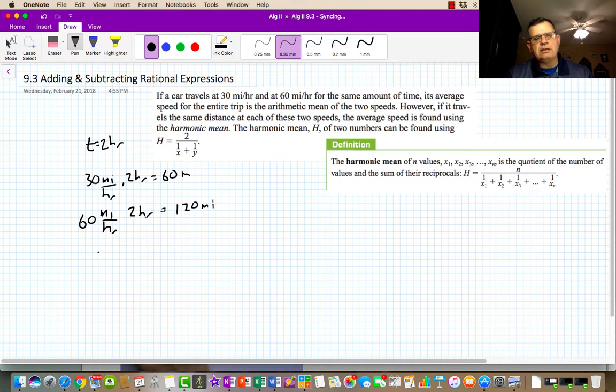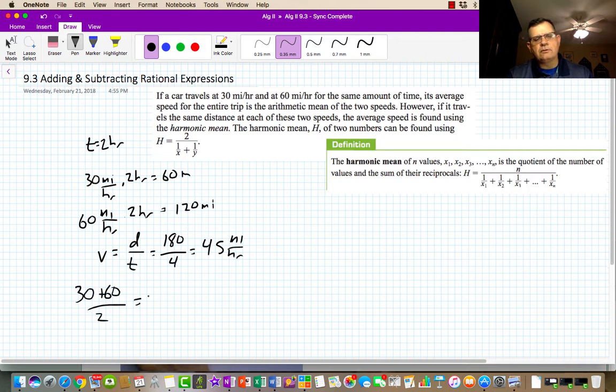And so average speed is total distance over total time. Well, the total distance is 180 and the total time is 4. And so that's going to equal 45 miles per hour. That's nothing more than taking 30 plus 60 and dividing by 2. So it's the arithmetic mean. When you look at speeds and you travel the same amount of time, you just take the average of the two speeds. But now let's say the same thing. You're traveling at 30 miles an hour and 60 miles an hour.